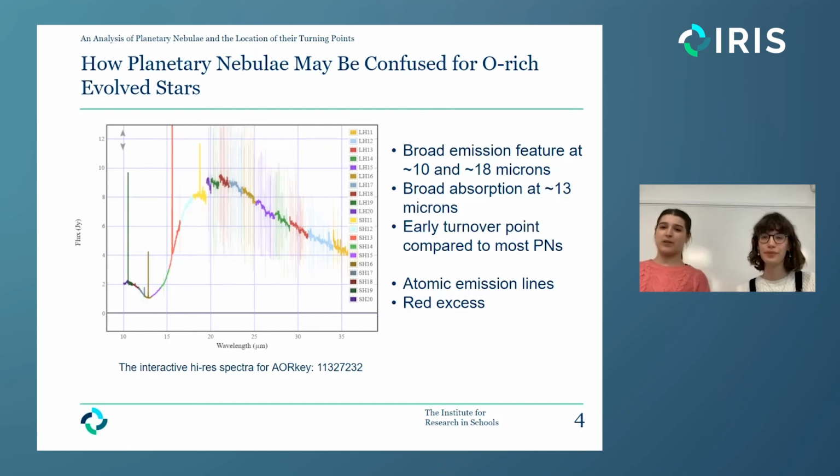As you can see from the example on the board, it has a broad emission feature at 10 and 18 microns, as well as a broad absorption feature at 13 microns. It also has an early turnover point compared to most of the planetary nebulae we were classifying. So you may ask, why did we classify this as a planetary nebula and not an oxygen-rich evolved star? We classified this as a planetary nebula because atomic emission lines were present, and there is a strong red excess, which is not found in an oxygen-rich evolved star.